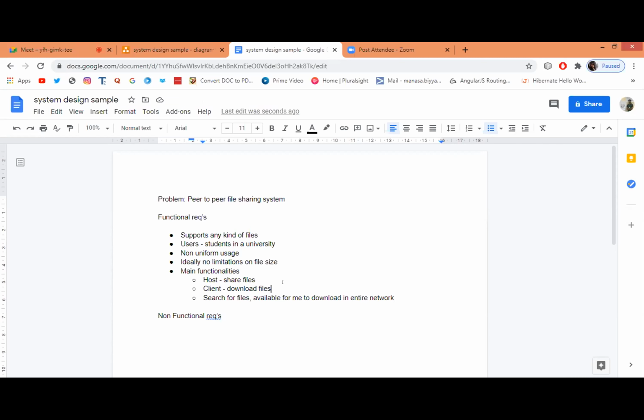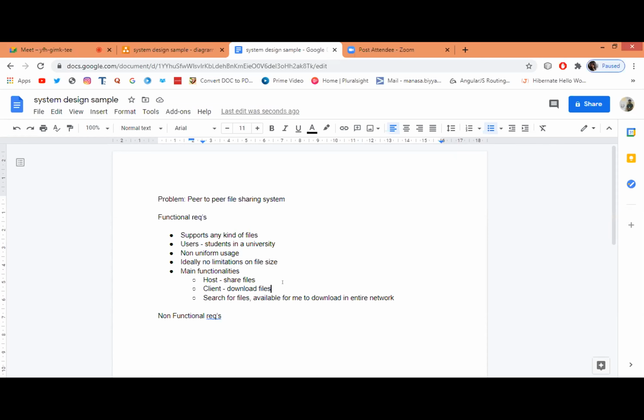Let's make it simple: it should show me all the files which are available in the system, so that I can pick, okay, this new file is available, and I can download it, right? I should be able to see what all is available for me to download in the system. So it's simple, no search or anything fancy.